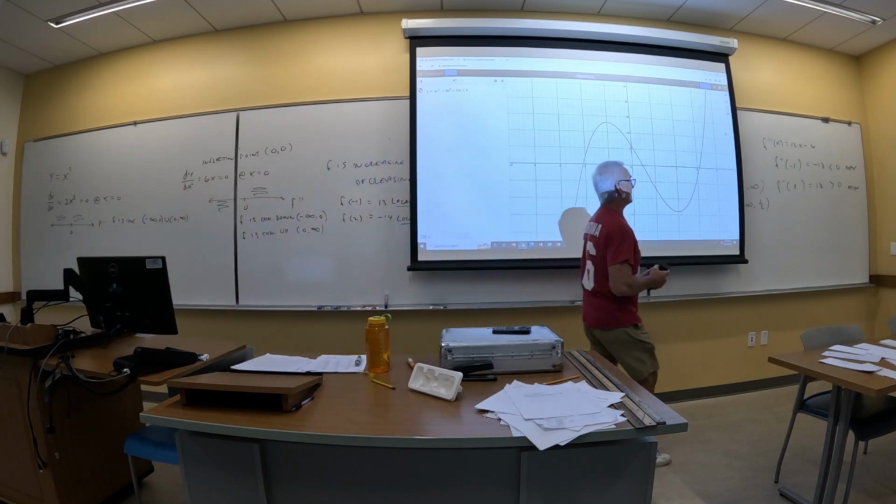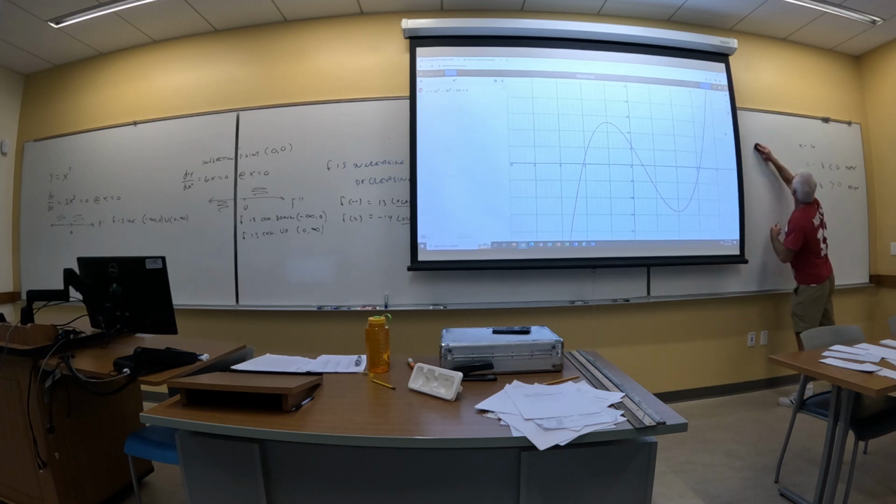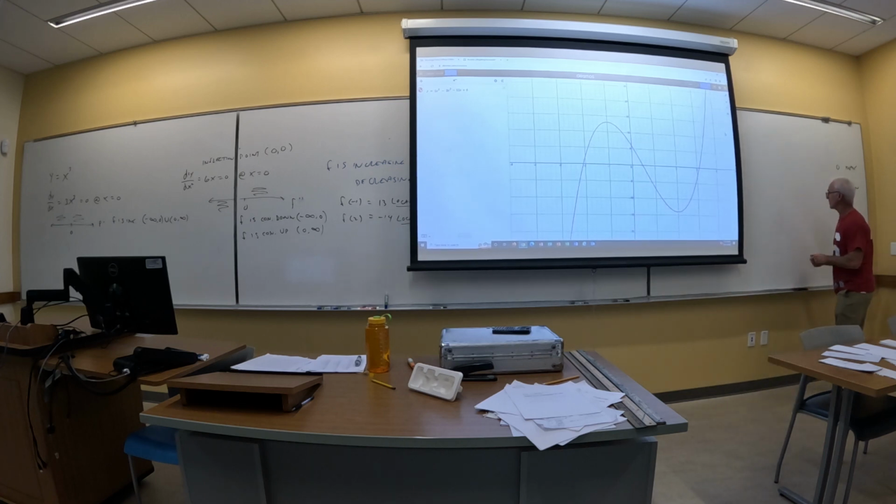What do we know about the graph of y equals x cubed? I'll put it over here. It has a horizontal tangent. We know that. That's y equals x cubed. To the left, it's concave down. To the right, it's concave up. And I have a horizontal tangent here.